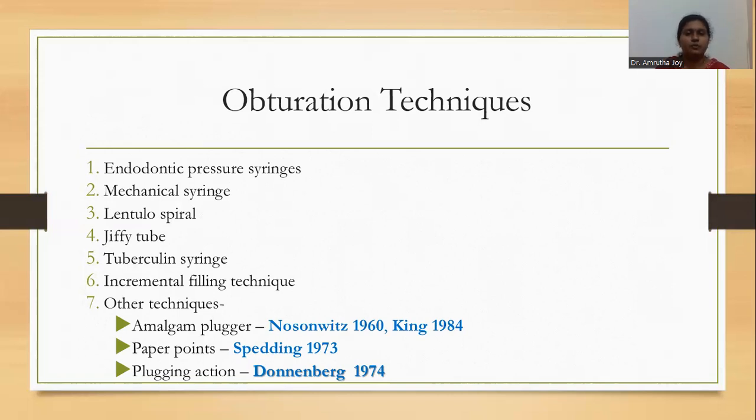Then obturation techniques for primary teeth. So many techniques are available to carry these obturating materials into the primary tooth root canals. That includes endodontic pressure syringe, mechanical syringe, Lentulo spirals, Jiffy tube, tuberculin syringe, incremental filling technique, and other techniques such as using amalgam plugger or paper points, plugging action, etc.